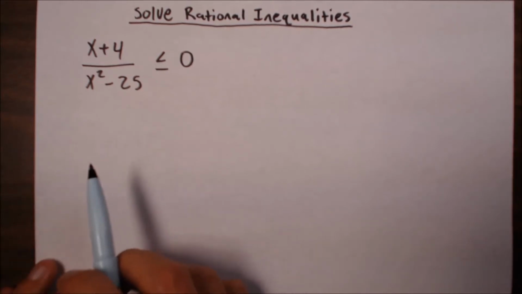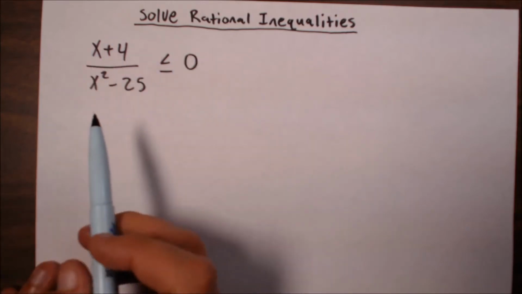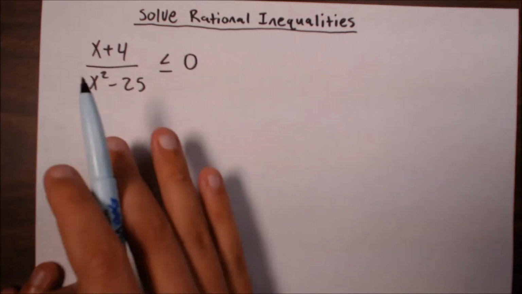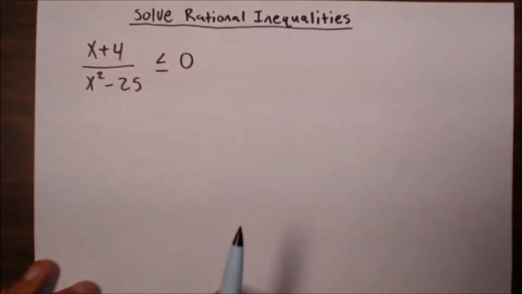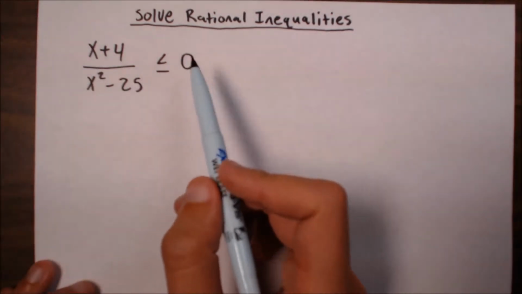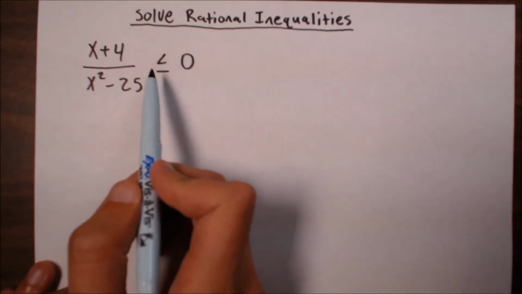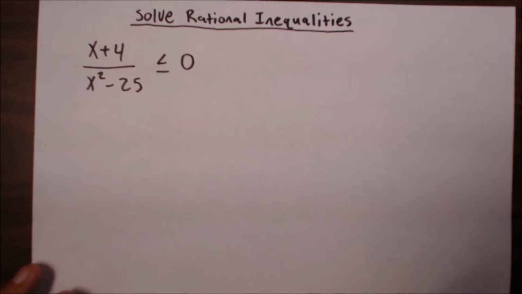So here's an easy example. And like before, you want to end up with this kind of setup. This is how you want the problem to end. This is a really easy one. Most of the work has already been done. But you want to have a fraction on one side and 0 on the other side. Now the difference from the last lesson is that instead of having an equal sign, we have a less than or equal to sign.